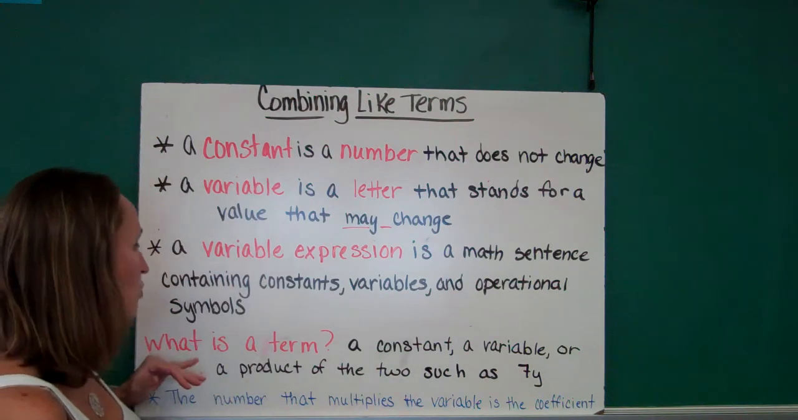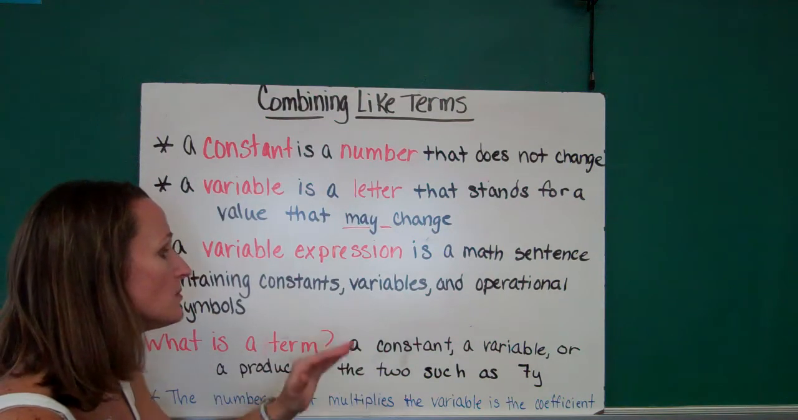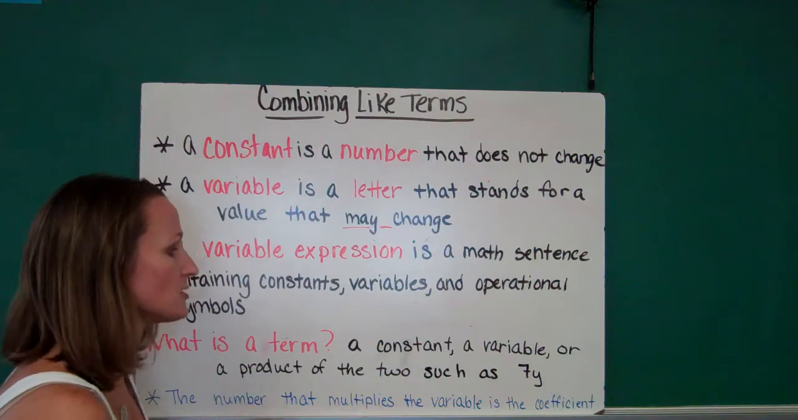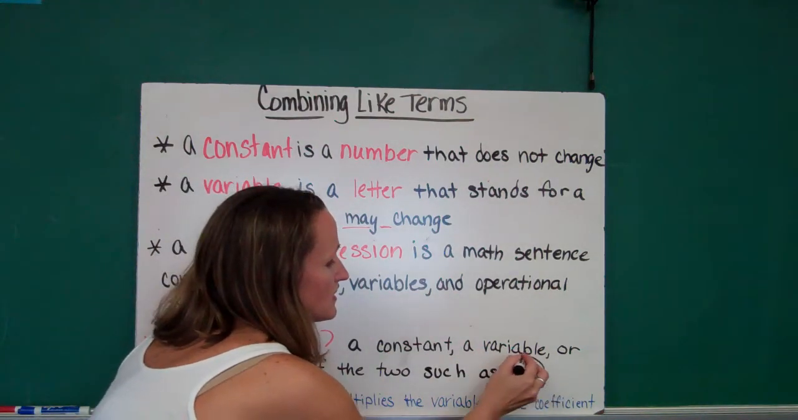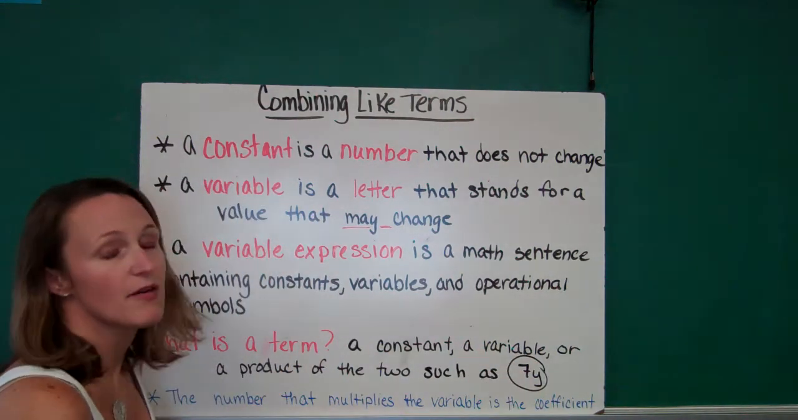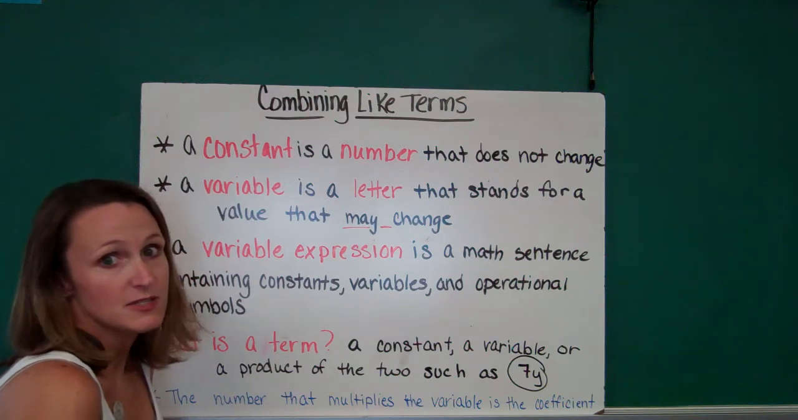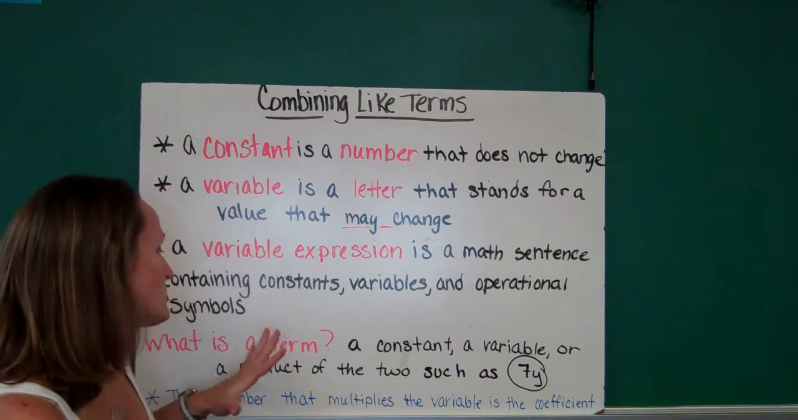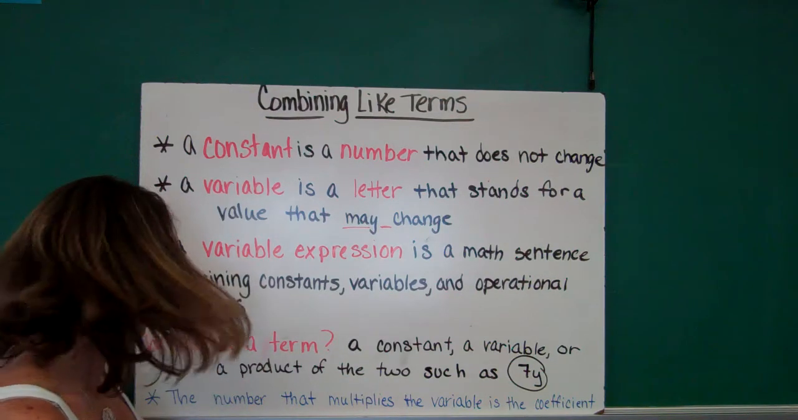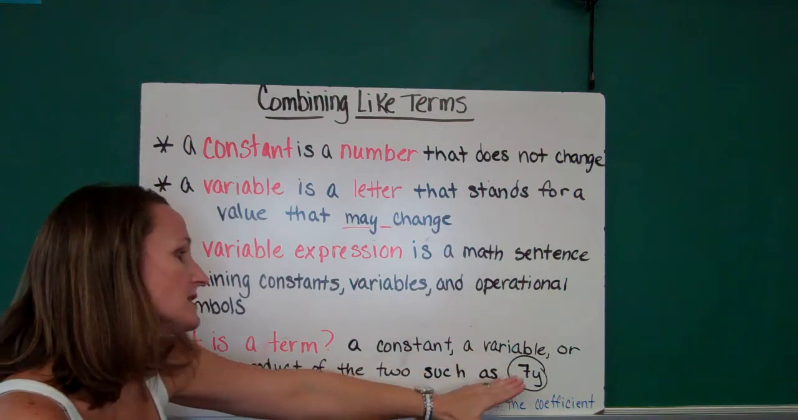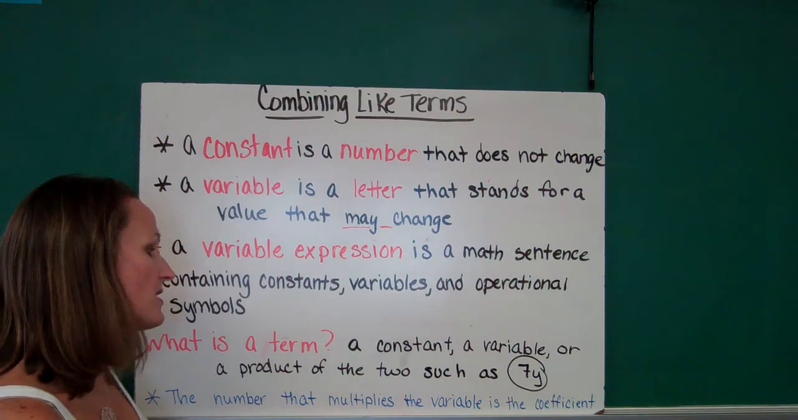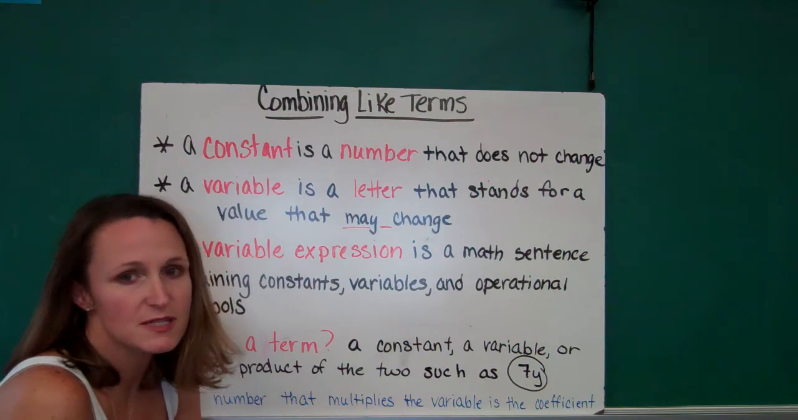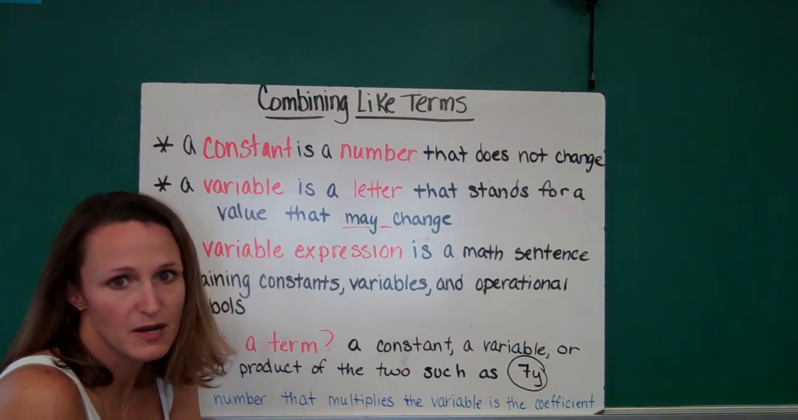So, what is a term? A term can be a constant, a variable, or the product of the two, such as 7y. 7y is a term, 7 is a term, y is a term. So a term can be lots of things. When we look at something like 7y, the number 7 is also what we call a coefficient. A coefficient is the number that sits in front of a variable.